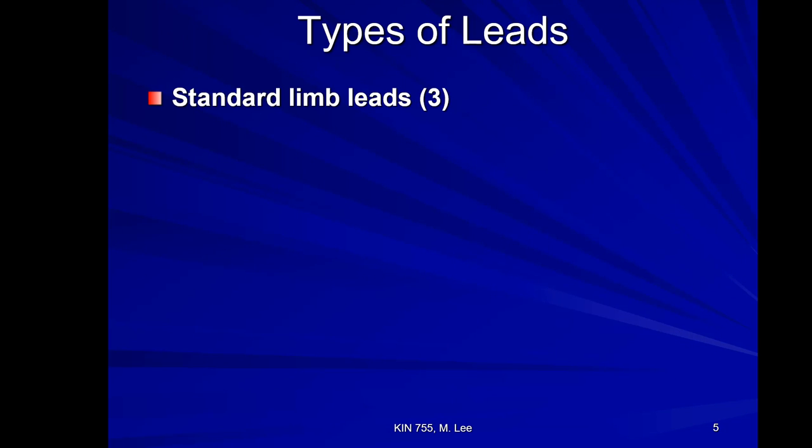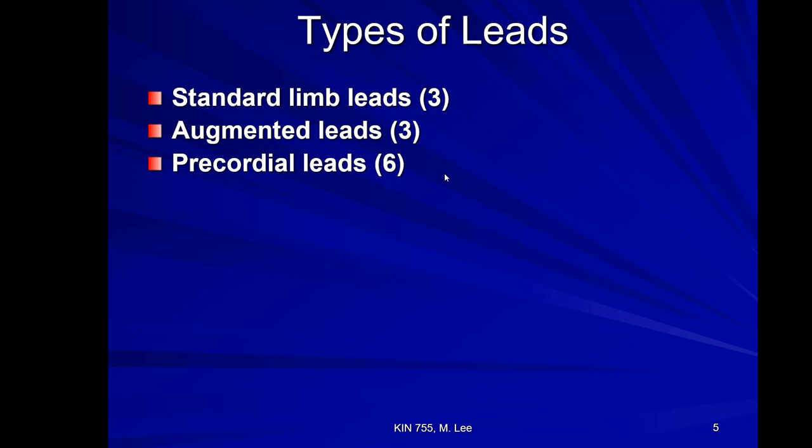So types of leads. There's 3 what we call standard limb leads, and they're pretty easy. They're Roman numeral 1, 2, and 3. Then we have what are called augmented limb leads. These are a little bit different, but they actually use the same electrodes as the standard limb leads. And then we have what are called precordial leads. Precordial leads are the leads that look at the heart in the horizontal or transverse plane.